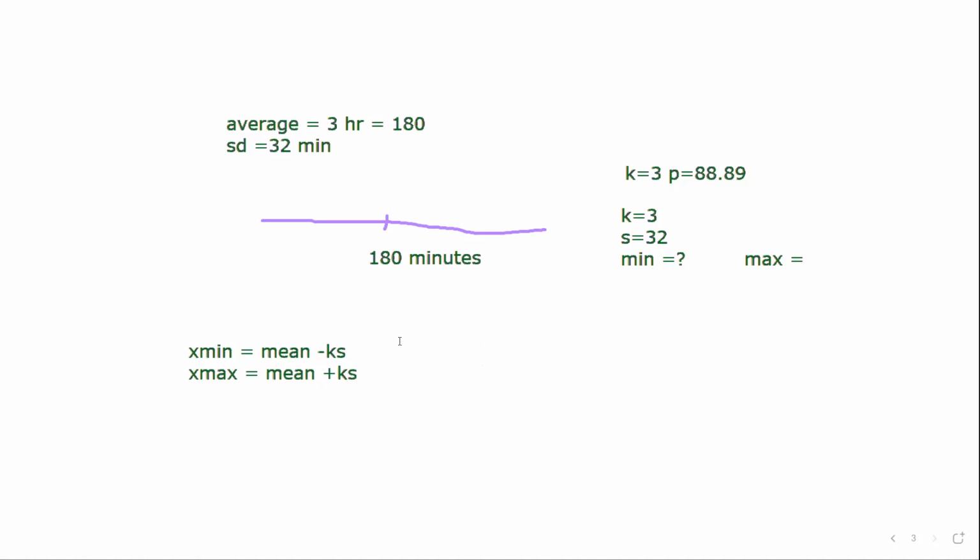So let's do the minimum together, okay? So the minimum is what? What is the mean here? The mean is 180. And what is the K? The K is 3, right, minus 3. What is my standard deviation? 32 minutes. That's right, so 32. So now do that calculation for me.